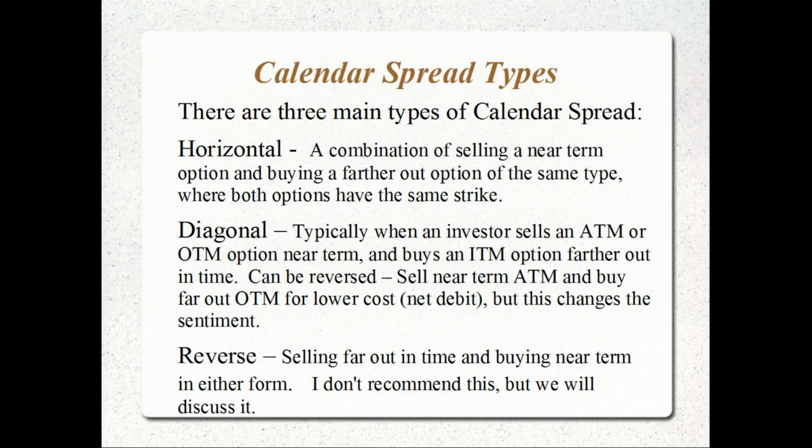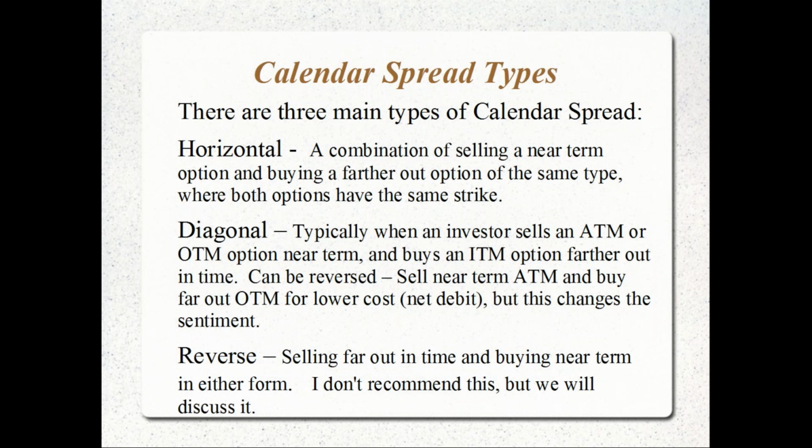The diagonal spread, typically the most common, is when an investor sells an at or out of the money option near term, a call or a put, and then buys an in the money option farther out in time. This can be reversed. We'll talk about that as well. But generally, what we're looking at with a diagonal, our stock at $50, I might sell a 50 or a 52.5 March call. And then I'm going to buy maybe a June or a September 50, a 45, or maybe even a 40 call, depending on what structure I want as far as the delta goes, my protection goes, and what my goals are for the position.